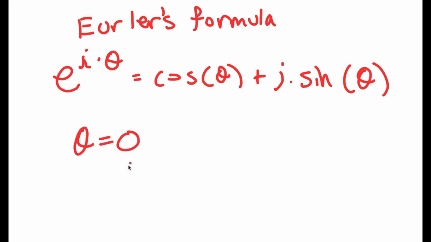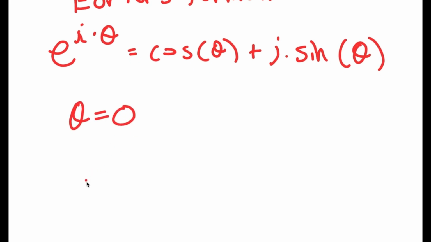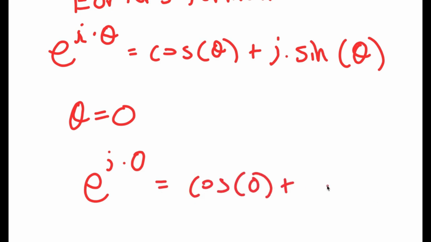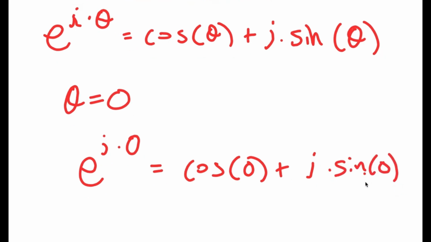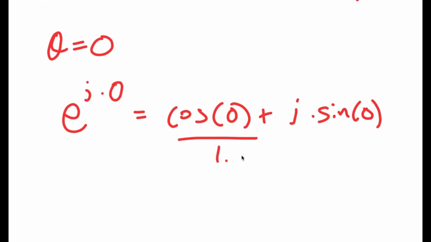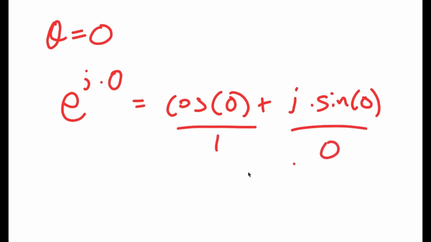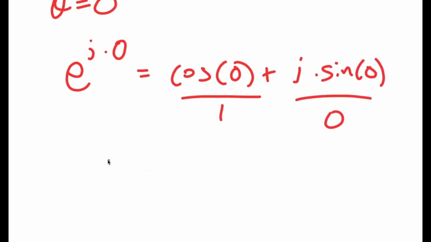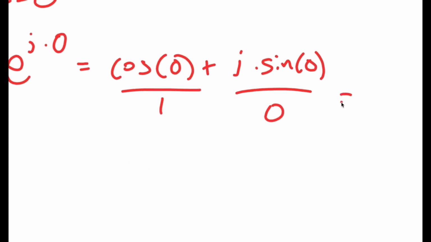Say that theta equals 0. So now I get e to the power of i times 0 is equal to cosine of 0 plus i times sine of 0. Cosine of 0 is 1, and sine of 0 is 0. So I get this all is equal to 1.